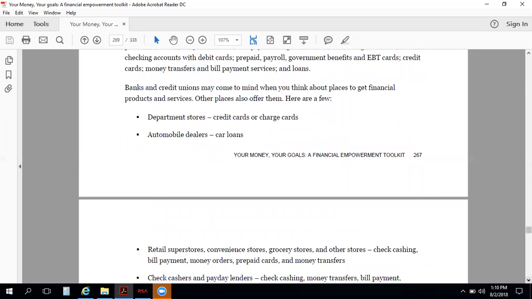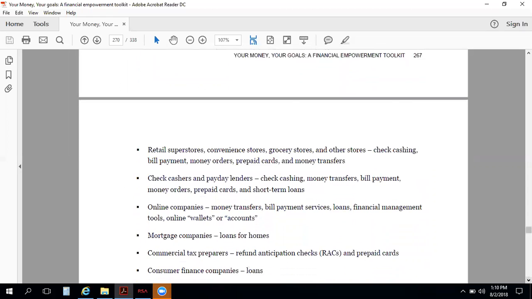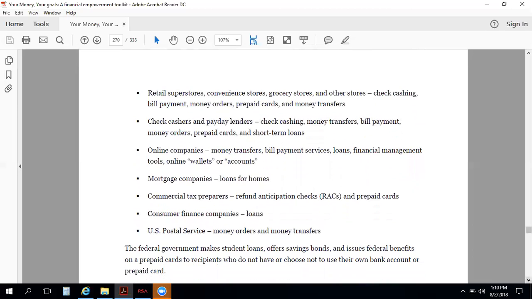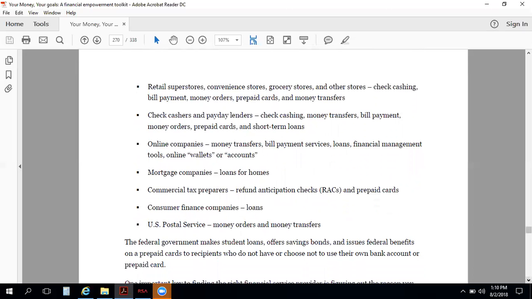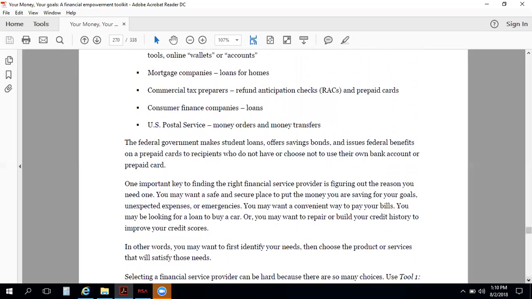So, department store credit or charge cards, automobile dealers and car loans, retail superstores, check cashers and payday lenders, online companies, money transfer and bill payment services, financial management tools, wallets or accounts, mortgage companies, commercial tax preparers like H&R Block, consumer finance companies that provide loans, and also the U.S. Postal Service because they deal in money in the form of money orders and money transfers. So these are all examples of what would constitute a financial product.